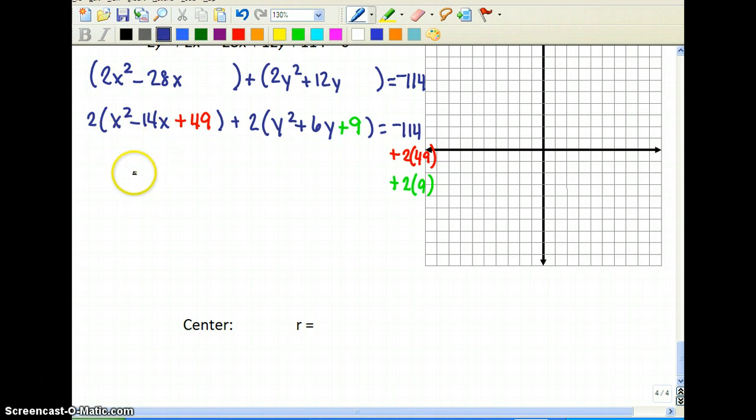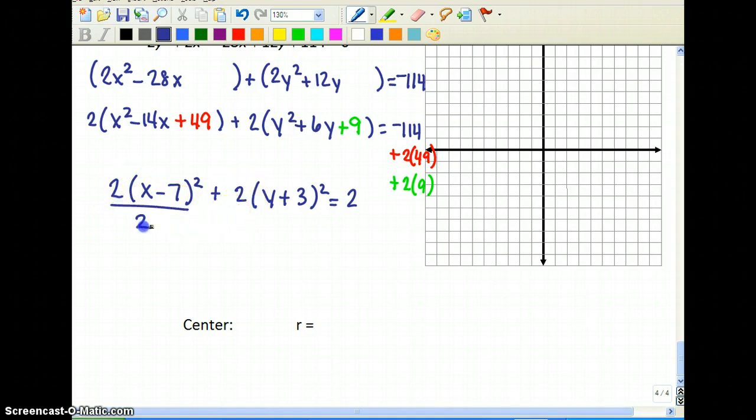The reason we do this is so it will factor. 2 times (x minus 7) squared plus 2 times (y plus 3) squared equals, use your calculator, and you should get 2. Now, when we do circles, these aren't supposed to be 1, so you can't have those 2's in the problem. So divide everything in the problem by 2. And those cancel, and you get (x minus 7) squared plus (y plus 3) squared equals 1.